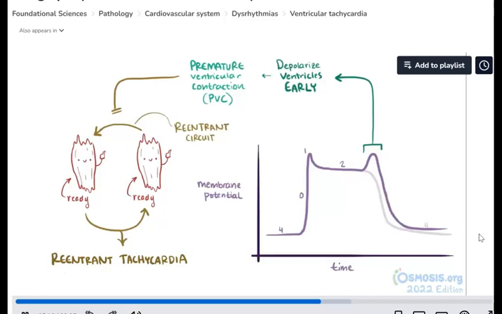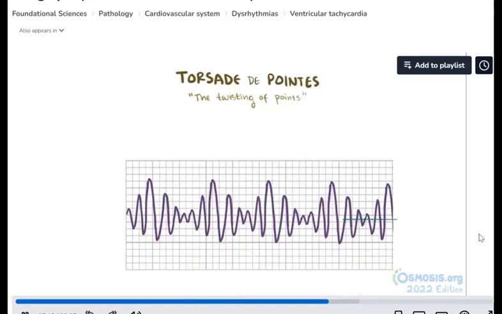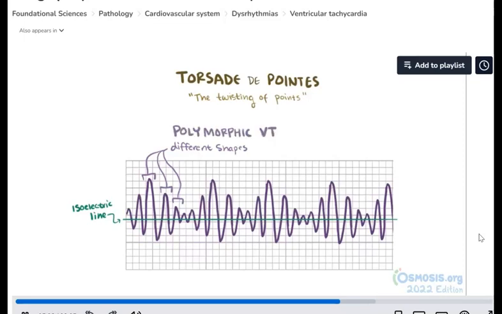This becomes a special type of ventricular tachycardia, or VT, which is associated with long QT syndrome, called torsade de pointes, which means the twisting of points, because the QRS complexes seem to twist around the isoelectric line. And since the QRSs are different in shape, this is more specifically a type of polymorphic VT. Rates for torsade range between 150 and 250 beats per minute, the upper end of which is really fast, right?